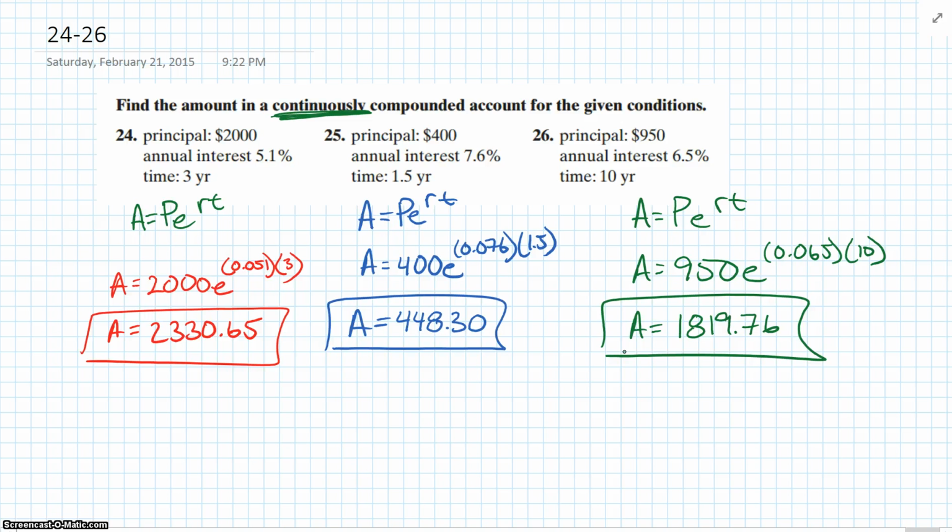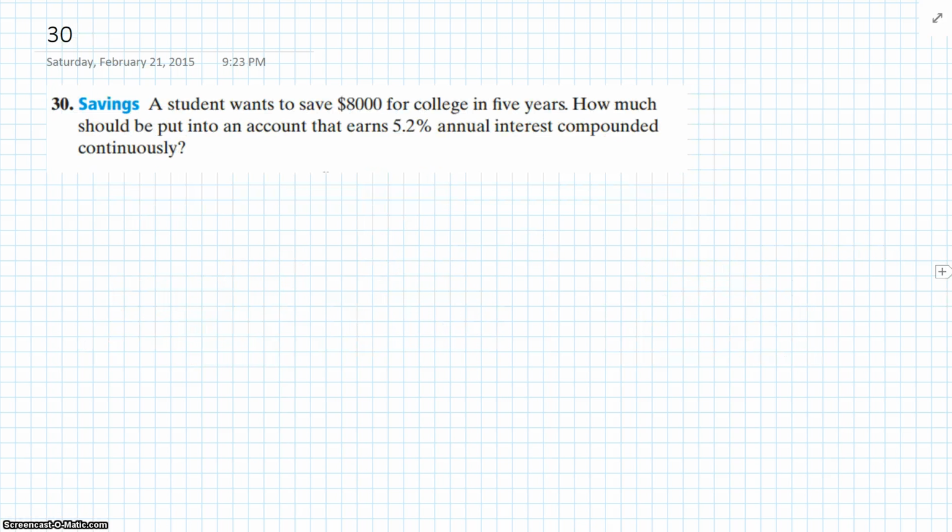Okay, easy stuff. Continuously tells us to use PERT. Okay, so a student wants to save $8,000 for college in 5 years. How much should be put in the account that earns 5.2% annual interest compounded continuously? So again, we should use A equals PERT. So they want to save $8,000. So that's not what we're going to invest. That's what we want out of it. So that's our A value.